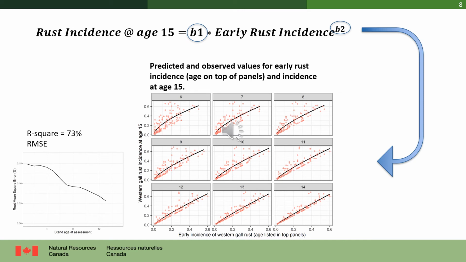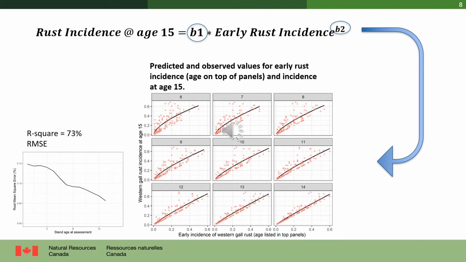Turning again to the data collected at the experimental plots, a regression model was formulated which allows the timber supply analyst to obtain an estimate of incidence at age 15 from a survey performed at an earlier age. The parameters in the equation, shown here as beta 1 and beta 2, were estimated from the data, which you see in the main figure of the slide.